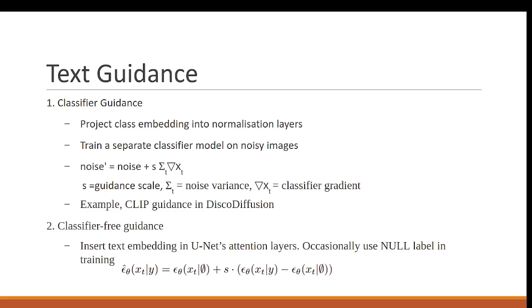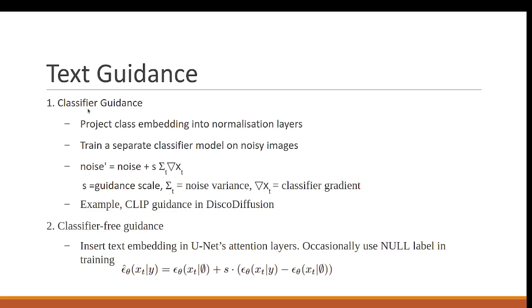Okay, finally we're going to talk about text. How do we use text? The super resolution we saw just now uses an image as a condition. Now we want to use text as a condition. There are two ways of doing that. The first one is called classifier guidance. The second one is called classifier-free guidance. Of course, in order to understand what classifier-free is, we have to understand what we mean by classifier guidance.